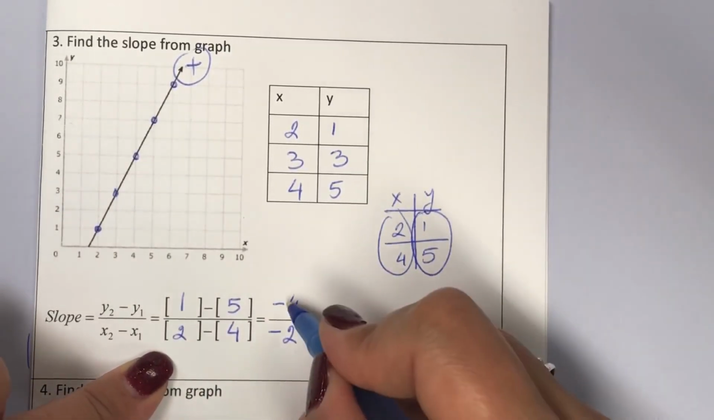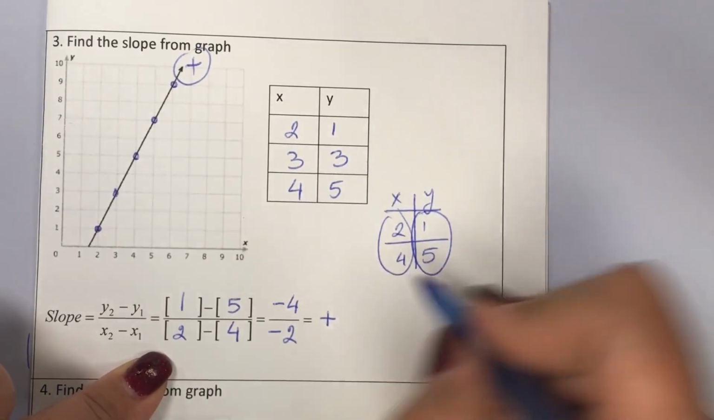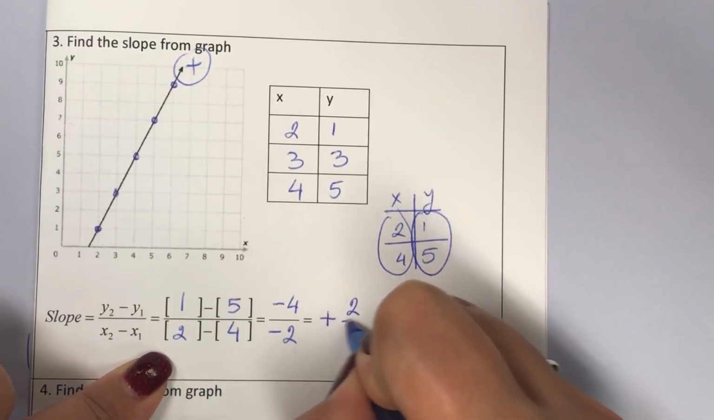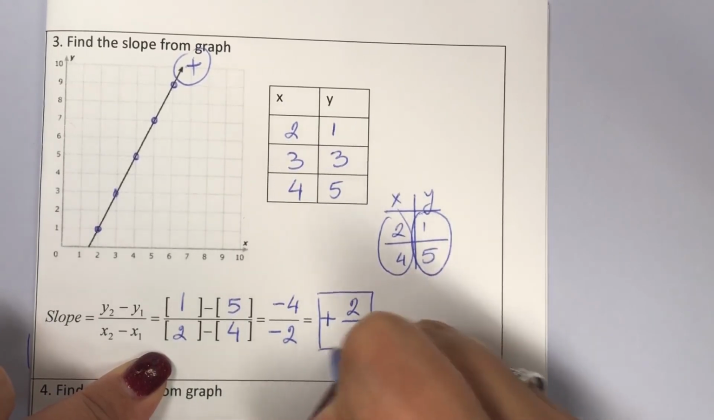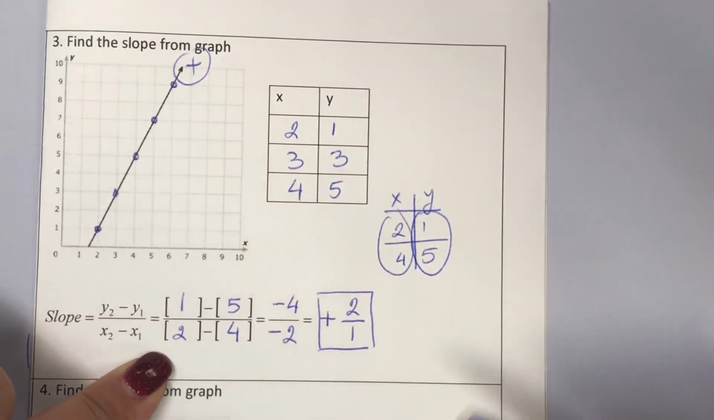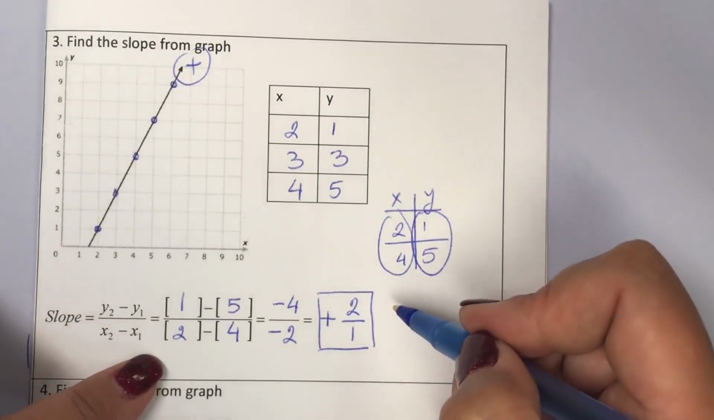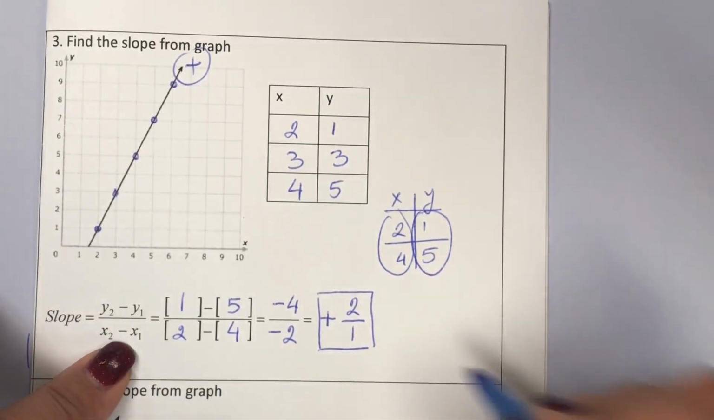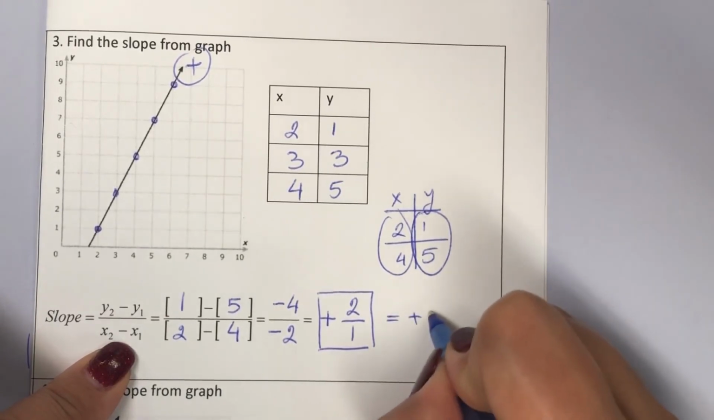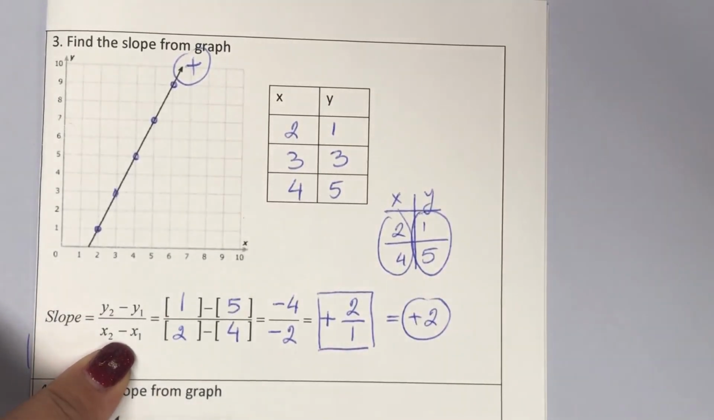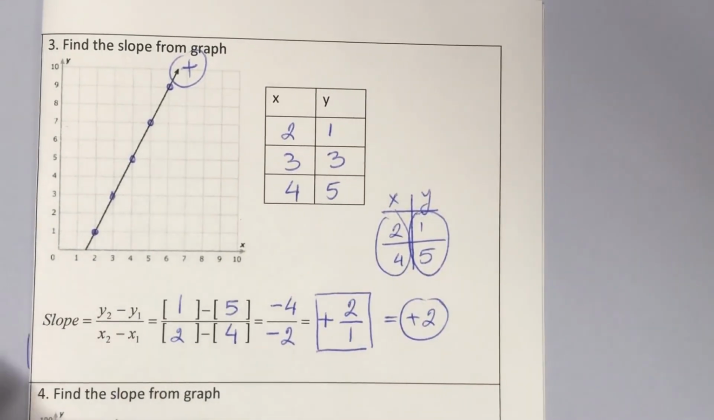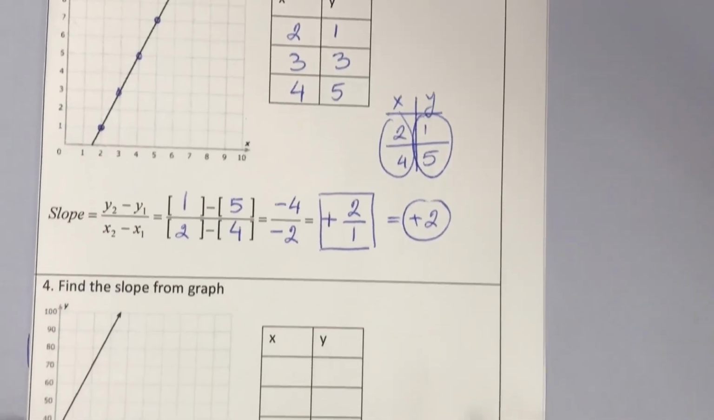In simplifying fractions, negative divided by negative is positive, and that would reduce to 2 over 1. So for every 2 up, there is 1 square across, or for every 2 units up, there is 1 unit to the right in this situation. And that can be the same as 2. So 2 over 1 or 2, which is the ratio, is 2 over 1.